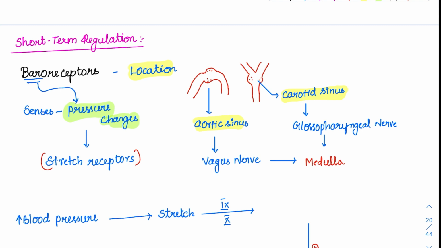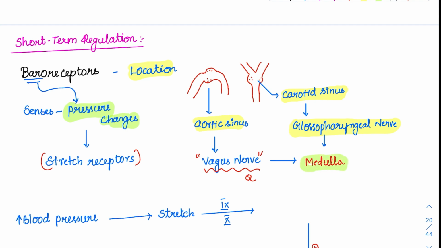From the aorta, the impulse is carried by the vagus nerve. Vagus is the one which carries the impulses in the case of the aortic sinus, whereas for the carotid sinus, the glossopharyngeal nerve carries the impulses. And finally, all of them reach the medulla only. Finally, they will have centers in the medulla.